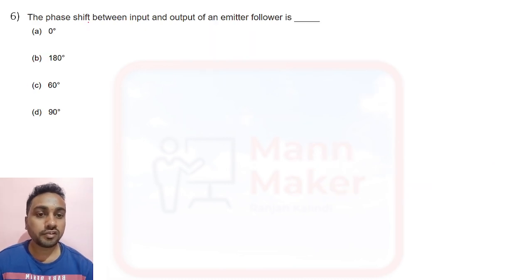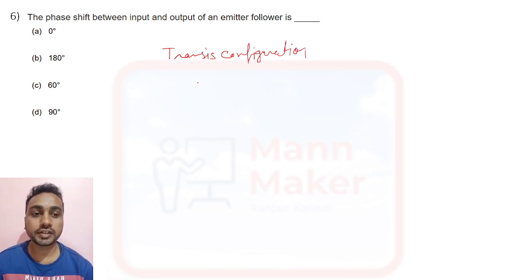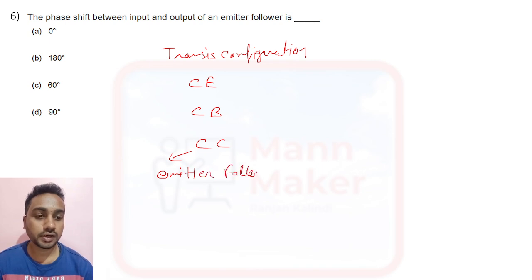The phase shift between input and output of an emitter follower is... Generally we have three types of transistor configuration: common emitter configuration, common base configuration, and common collector configuration. This common collector is also called an emitter follower circuit.